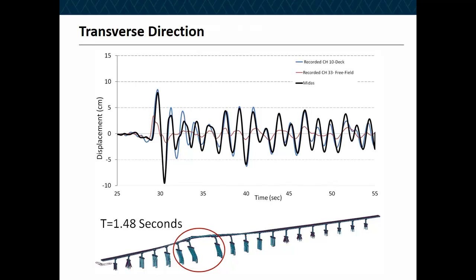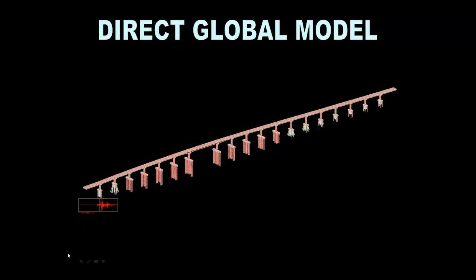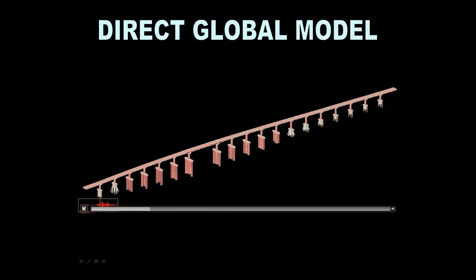Of course, this is a very complicated model. You don't expect the whole structure to move in phase in the transverse or in the longitudinal direction, but in the longitudinal direction, the predominant period is close to a second, and I was able also to match the longitudinal period of the model versus the recorded motion. So here is a direct model using Midas.